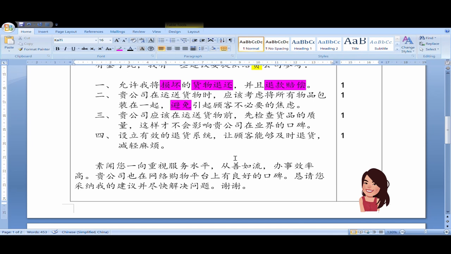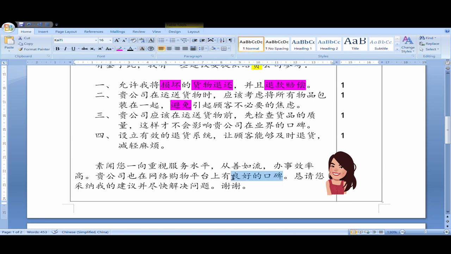素文宁一向重视服务水平，从善如流，办事效率高. 贵公司也在网络购物平台上有良好的口碑. 恳请您采纳我的建议，并尽快解决问题。谢谢. So I emphasize a lot on service because I know I'm complaining about their service. You have to write something positive at the end because you don't want to leave the person on a negative note. After all, you are asking him to help you because I bought the books based on all the good reviews and the raves online. So I'm going to tell the company that, hey, you have a really good reputation, right? So in a way, it will guilt trip the company into processing this quickly for me.